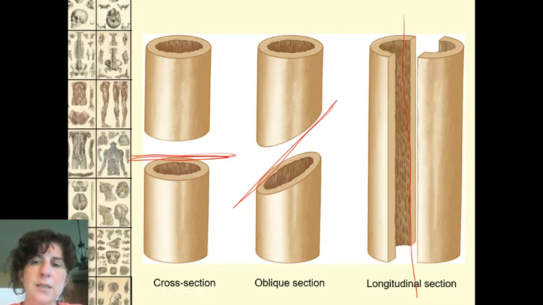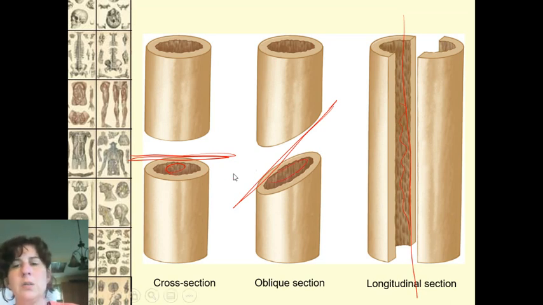Notice in a longitudinal, I can see all the way down the interior of this bone, where here I just get one little view of it. This is a little bit larger, but still a smaller view. So it depends on what I want to look at.